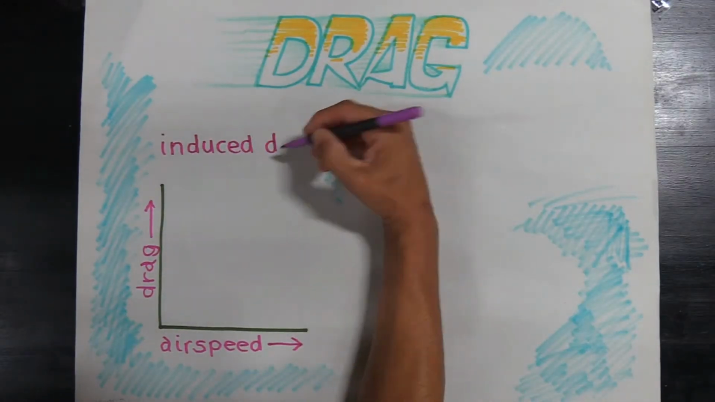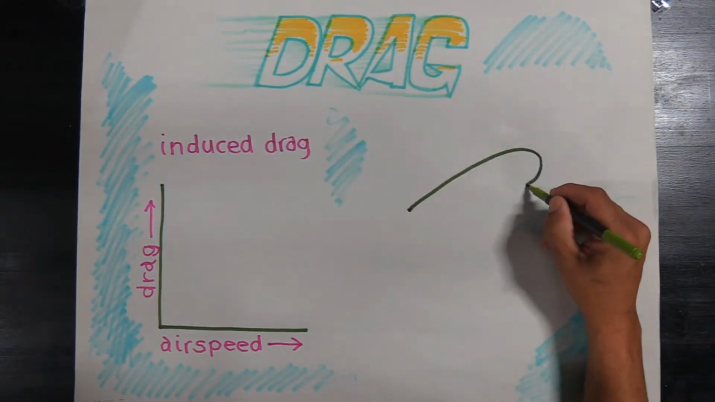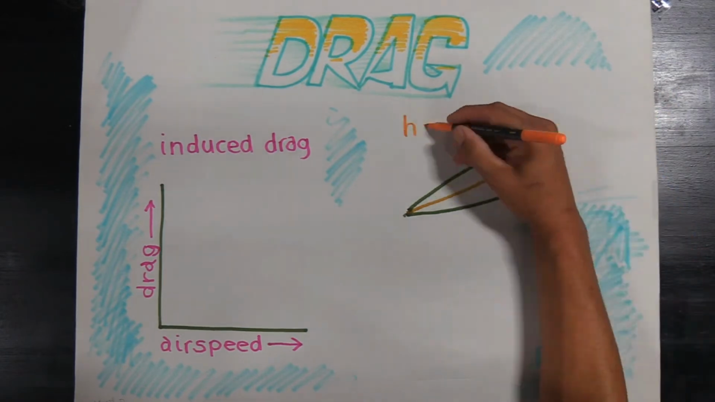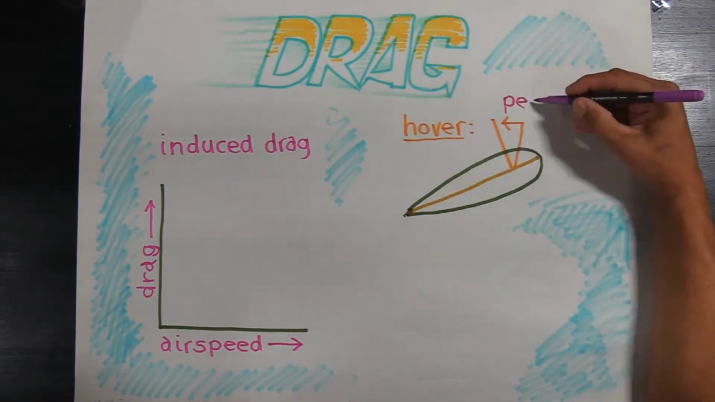Next, we're going to talk about induced drag. Induced drag is a byproduct of lift. So if you have an airfoil and you draw the lift, it's actually going to be perpendicular to the chord line.